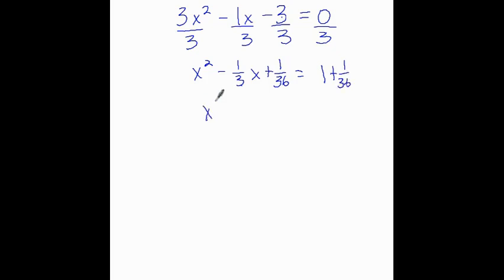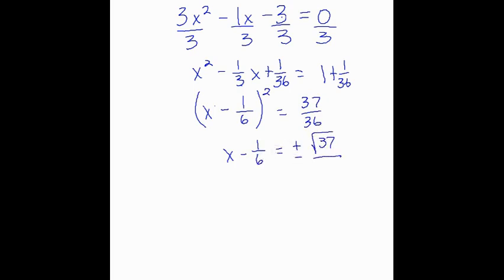I get x squared, or sorry, no, I want to factor now. So I get x minus 1/6. The number that we squared is the number that will go into that perfect square. And I get 37/36. Square root both sides, I get x minus 1/6 equals plus or minus. 37 does not have a square root. It is a prime number, but 36 does. That's 6. And then we add 1/6 to both sides. I get 1 plus or minus √37 with a common denominator of 6.